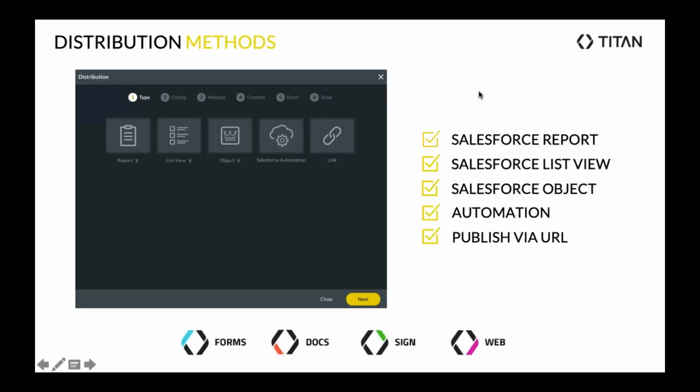Distribution methods. This is incredibly unique. So we've got something in here where you can send your survey through a Salesforce report. Let's say you got a bunch of contacts in a report. You can send it to all of them. You can send it from a list view. You can send it from a Salesforce object. If you want to automate it through Process Builder, Flow, Apex, you can do that. You can also obviously use the standard publish via URL.